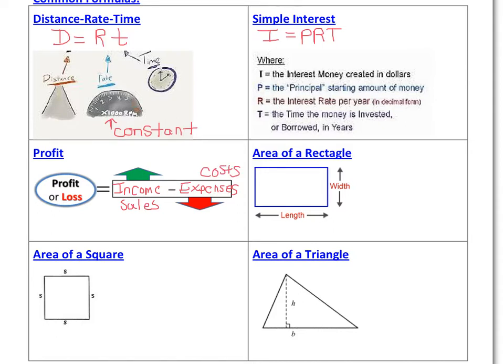Okay, so nearly every business is in business to make a profit. That means that the income or sales that they take in far exceeds the expenses for whatever their product or service is, and therefore when we subtract those lower expenses from a big income, you get a nice positive number, and that will give you profit.